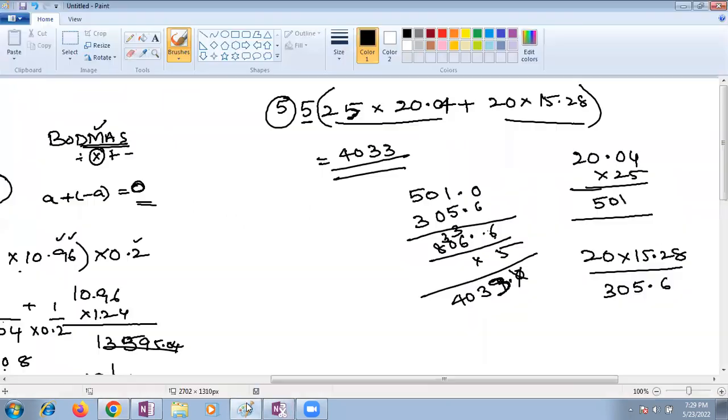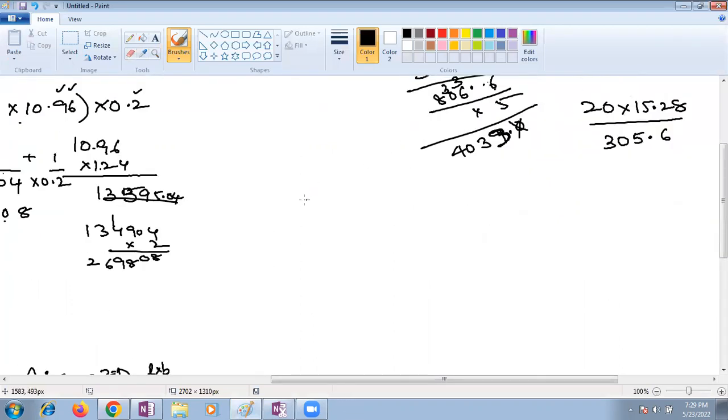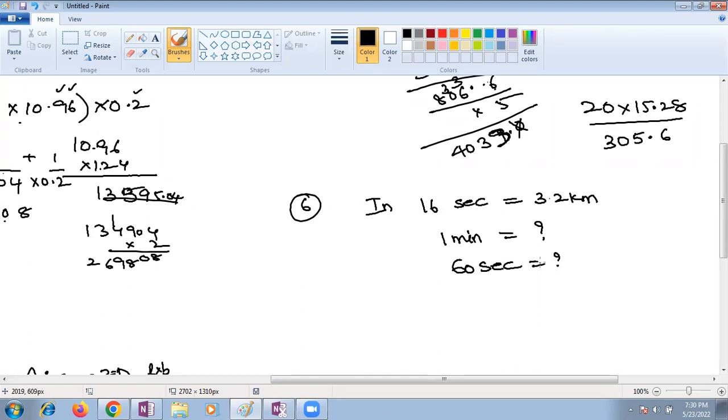Okay. Vallabha can run in 16 seconds. So how much distance? 3.2 kilometers. Yeah, ma'am. In one second we have to see how many kilometers, and we have to multiply by 60. I mean, 1 second, ma'am. How much does she cover? We should check that. Covers 0.2 kilometers, ma'am.